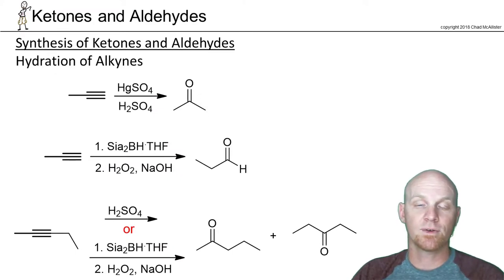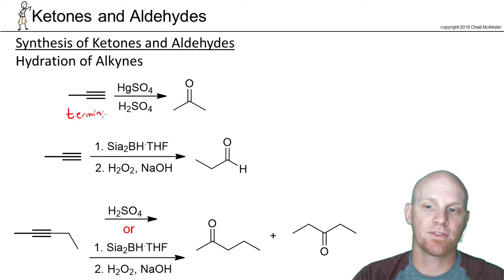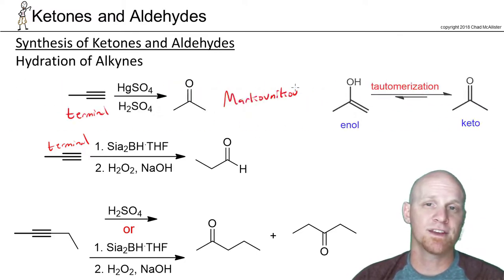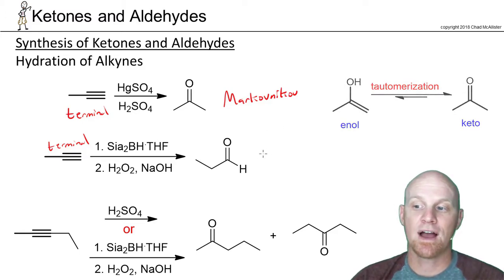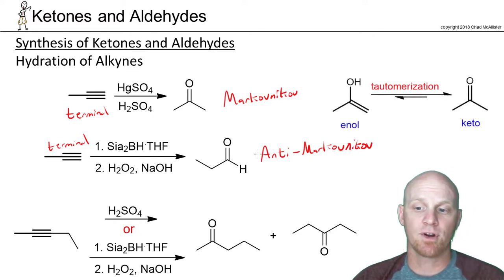Now we also learned some ways to make ketones and aldehydes back in the alkynes chapter. If you start with a terminal alkyne, where the triple bond is at the end of the chain, in both these first two cases, you can make a methyl ketone if you use mercuric sulfate with sulfuric acid. That goes Markovnikov, and if you recall, it initially forms an enol that tautomerizes to the ketone. If you use a bulky borane and do hydroboration oxidation with your terminal alkyne, you get your aldehyde instead, and this goes anti-Markovnikov. Again, it also forms an enol that tautomerizes to the aldehyde.